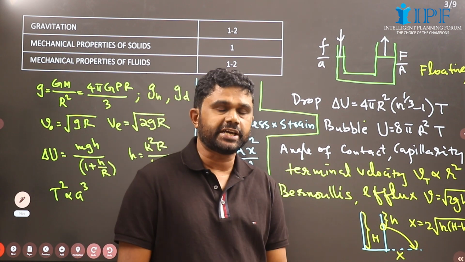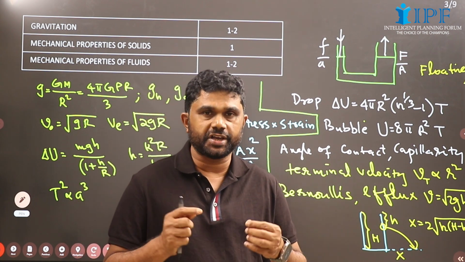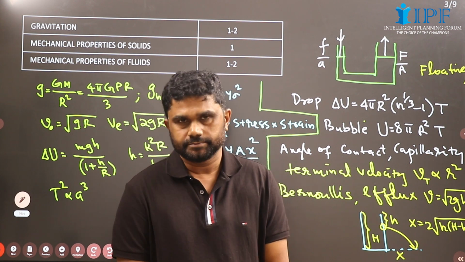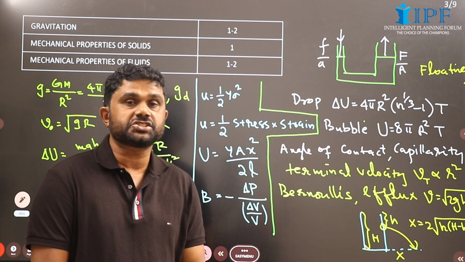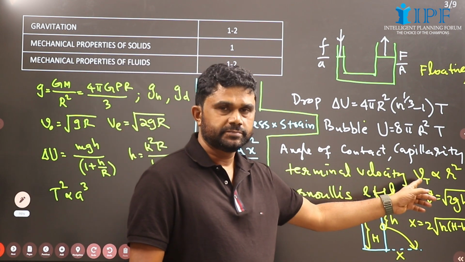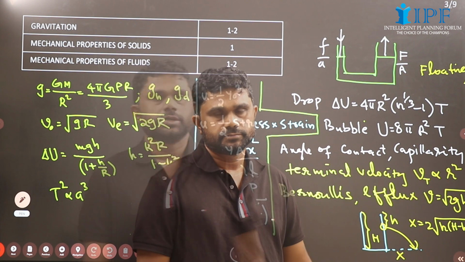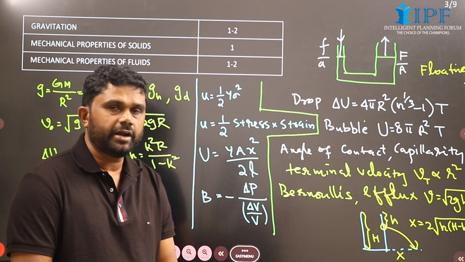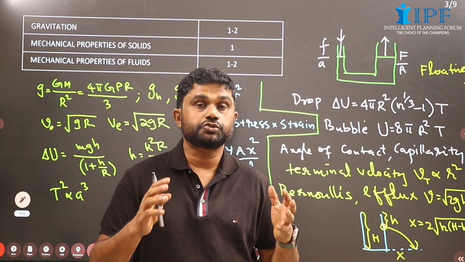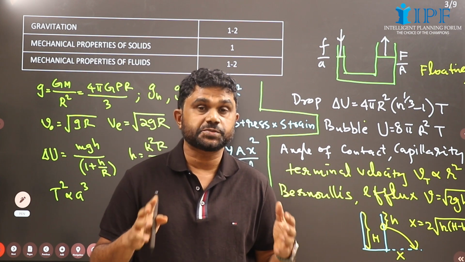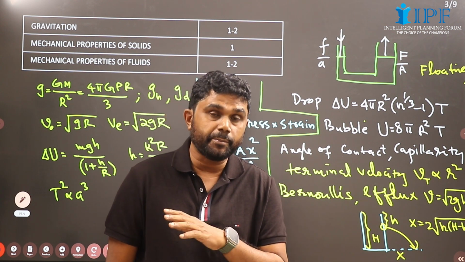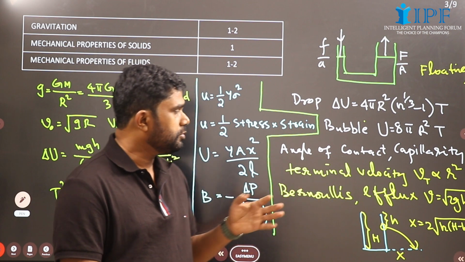And the next thing, of most importance, is the terminal velocity of a small sphere when it falls through a viscous medium. Its terminal velocity is directly proportional to the square of its radius, Vt proportional to r². See, this terminal velocity is directly proportional to the square of the radius. That you should not skip. That you can expect in any question paper. It appeared in NEET paper many times. So you should know.